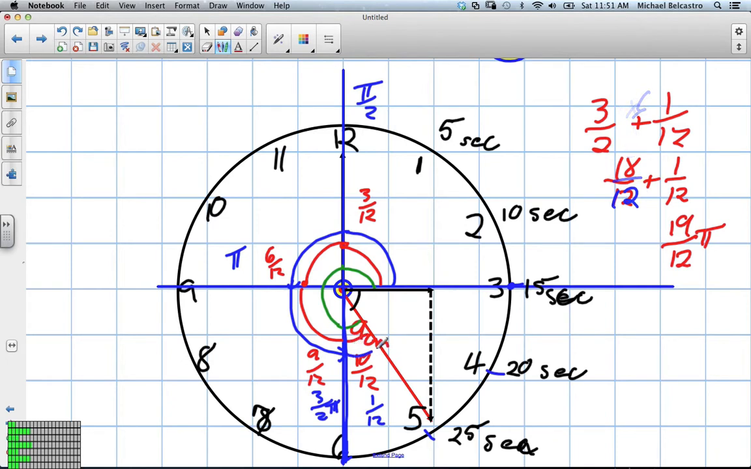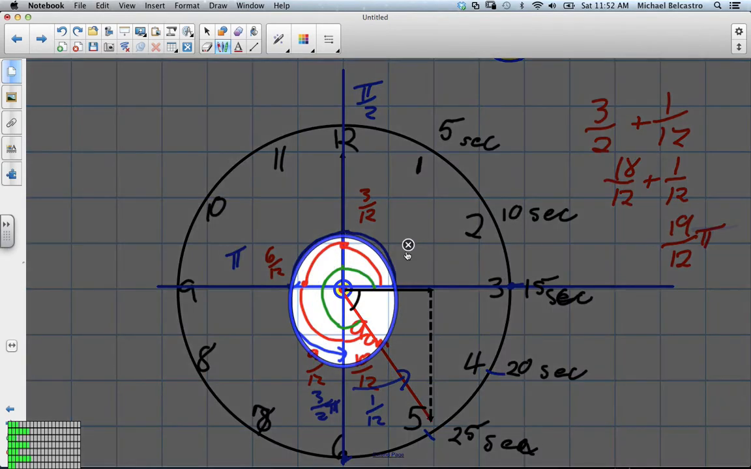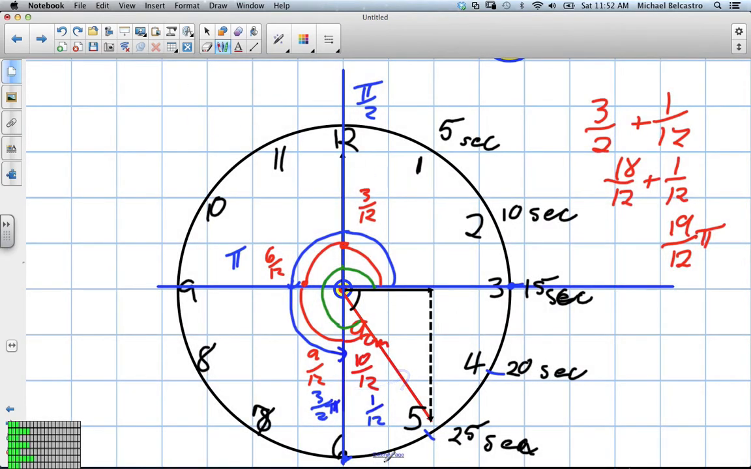We know we went a 12th of a movement more, so we had to add 1/12. Well, with the common denominator, what that gives is 19 over 12 pi, in terms of up to this point here. That's what we got. So that's starting here all the way around to here is 19 over 12 pi.